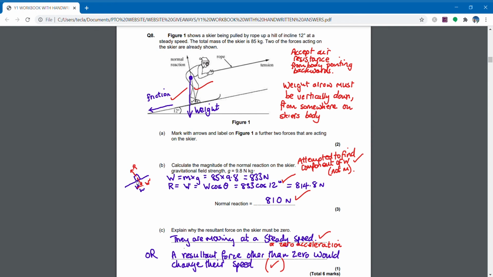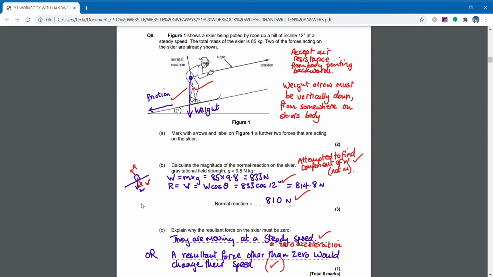So the skier is pushing down on the ground with a force W dash, and the ground is pushing back up with a force R from Newton's third law. So R equals W dash, which equals W cos theta, which is equal to 833 times cos 12. Just recognising the angle is 12 degrees there. So it's this angle here between W and W dash. It's the same as the incline of the slope here. It's going to give us a value of 814.8 newtons, or 810 newtons to 2 sig fig.